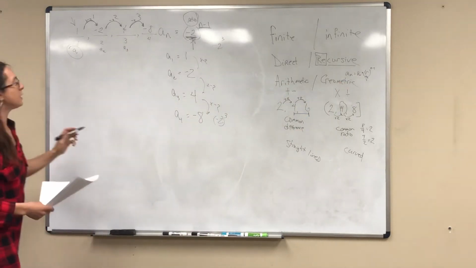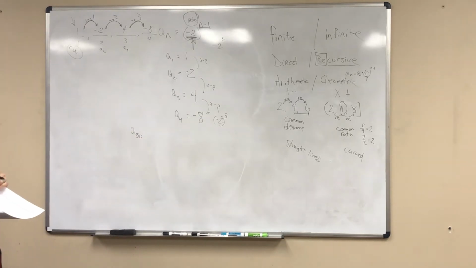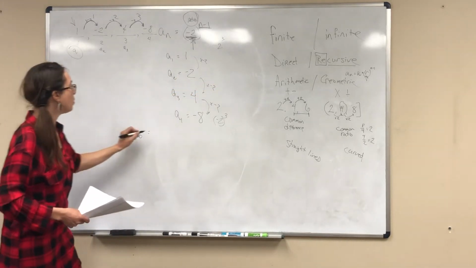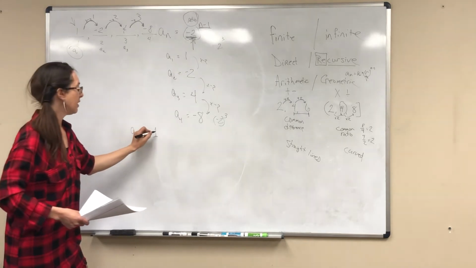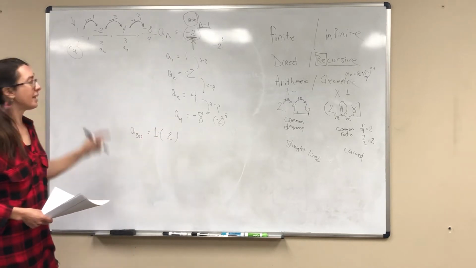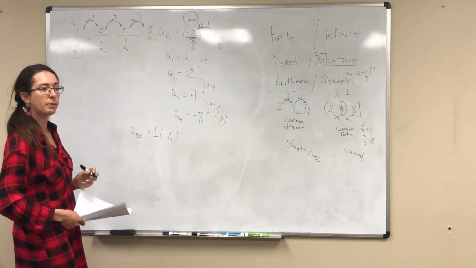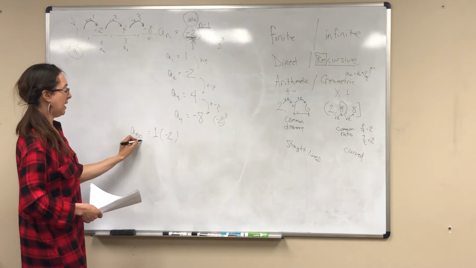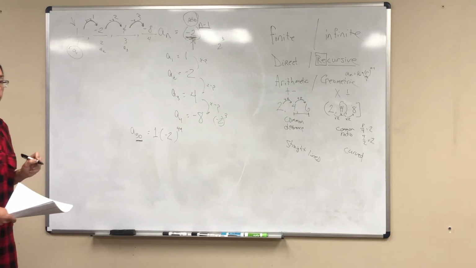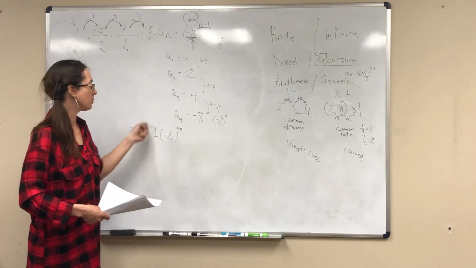So let's look at this one and say, what would my 50th term be? 49. So where's my starting? If I use my formula, I'm going to start at 1, jumping, multiplying by -2. How many times am I multiplying by -2? 49. If I'm finding my 50th term, I'm going to jump 49 times.